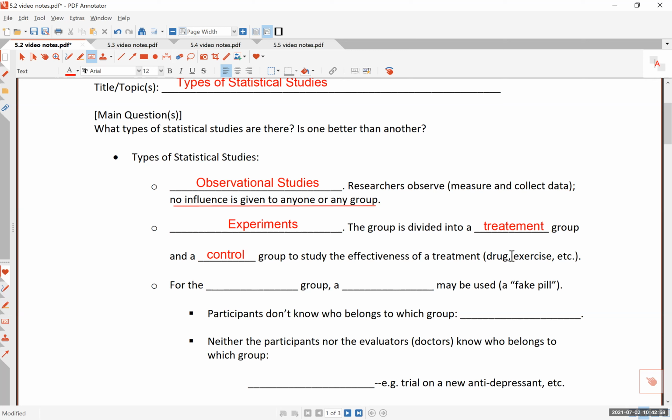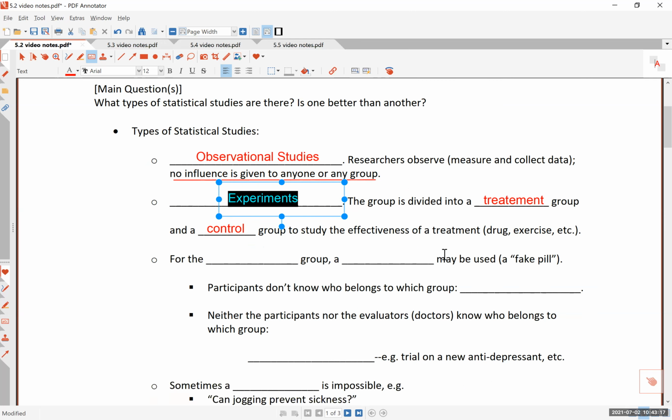So you have a treatment group and a control group to study the effectiveness of a treatment. It could be a new drug, an exercise, or some kind of habit that people do. The important thing in experiments is that you have at least two groups, a treatment group and a control group, and the treatment group gets some sort of treatment. That's the difference between observational studies and experiments.